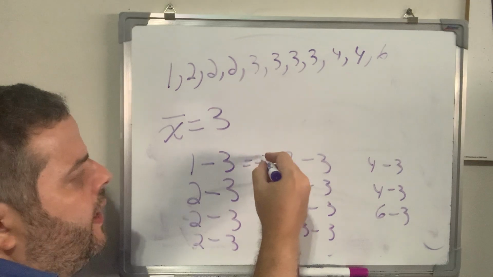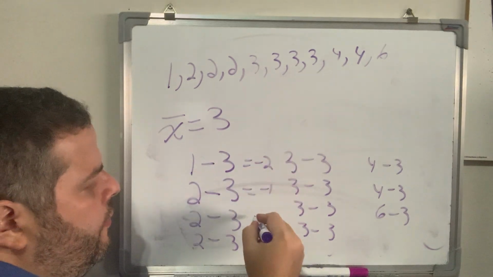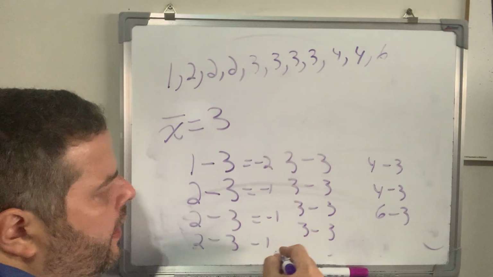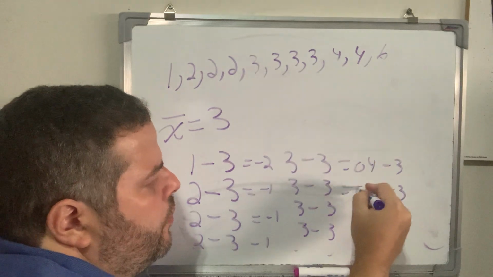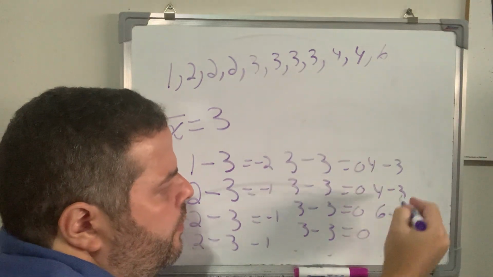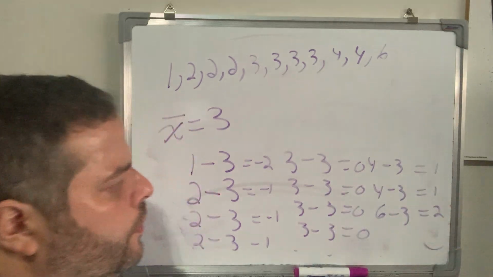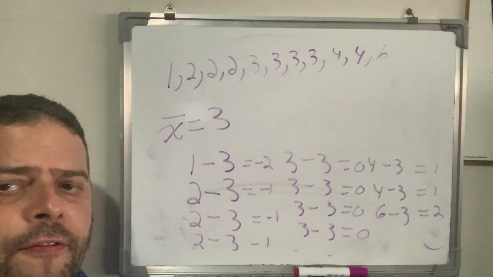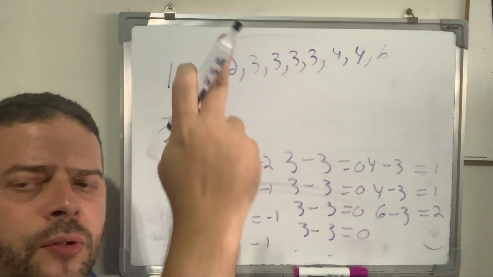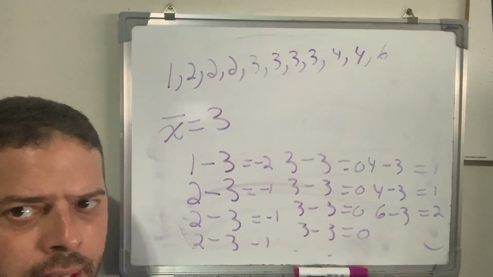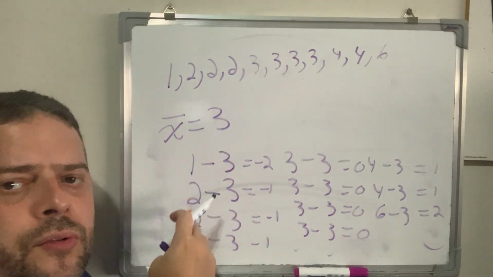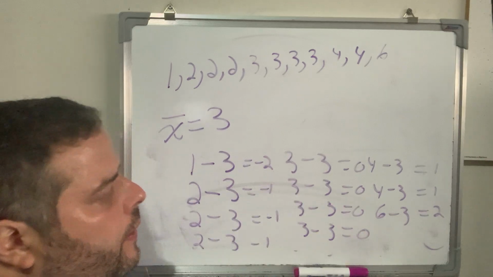This would be -2, this would be -1, this would be -1, this would be -1, this would be 0, 0, 0, 0, this would be 1, this would be 1, and this would be 2. So I found the difference between the values and the mean. Remember, it's your values minus the mean.